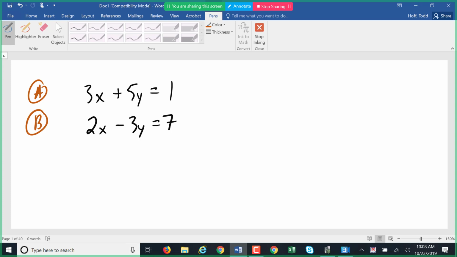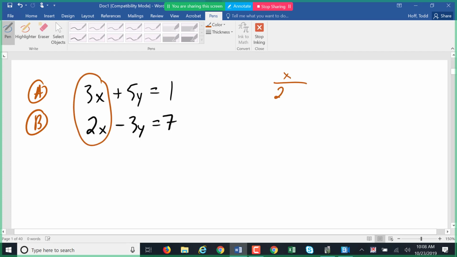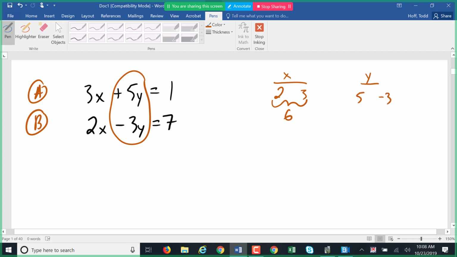What we're going to do is look at the coefficients of both variables, and think in terms of least common multiple, very much like least common denominator for fractions. So for x, I have coefficients of 2 and 3. Their least common multiple is going to be a 6. So I could turn my x's into 6's. For my y's, I have 5 and negative 3. Their least common multiple would be a 15. Notice the negative doesn't affect that at all. So I could turn both of the y's into 15s to eliminate one of those.